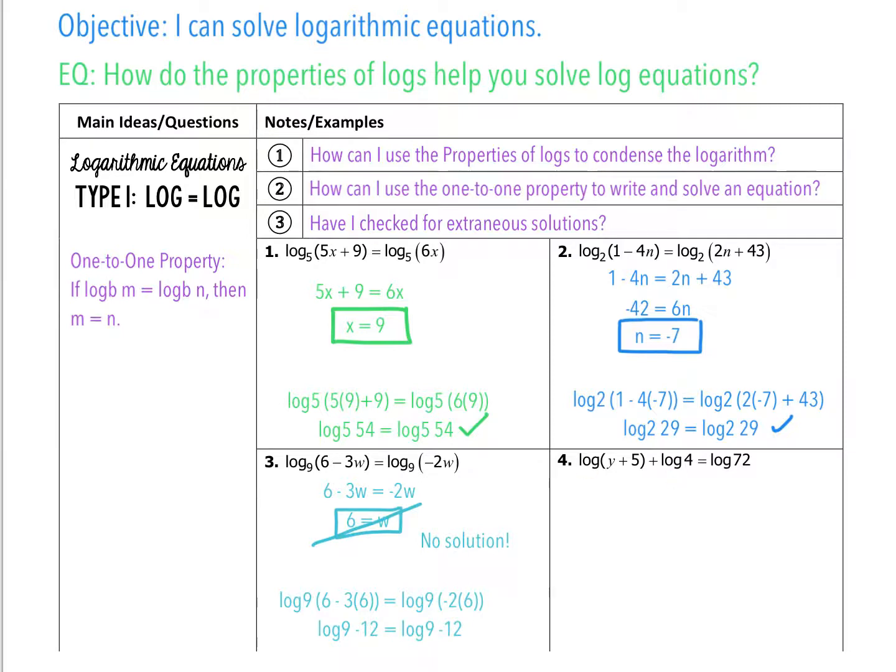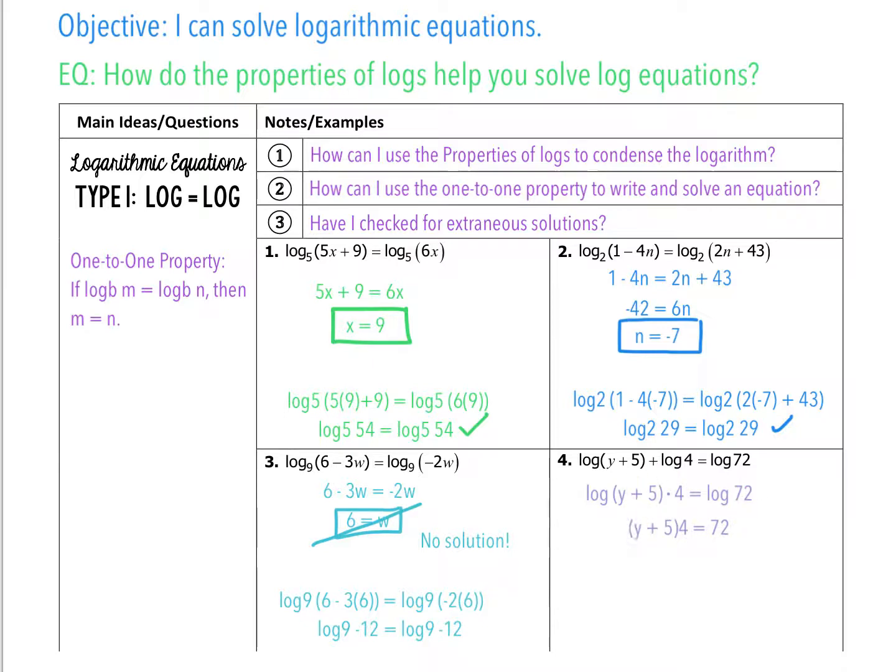So I can actually rewrite this log equation as the log of y plus 5 times 4 equals the log of 72. Because these have the same base and they're being added, I can simply rewrite it as a condensed version where I just multiply them. And so now that I have a condensed log equals log and they have the same base, now I can use the one-to-one property to write and solve an equation. So the equation that I'm going to write is y plus 5 times 4 equals 72. Now that the logs are equal, the one-to-one property says I can just take these values and set them equal to each other.